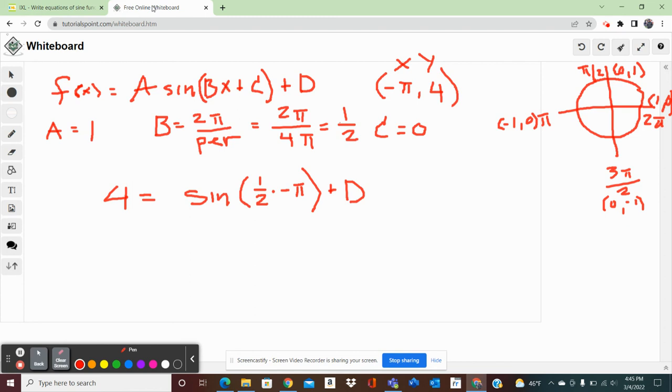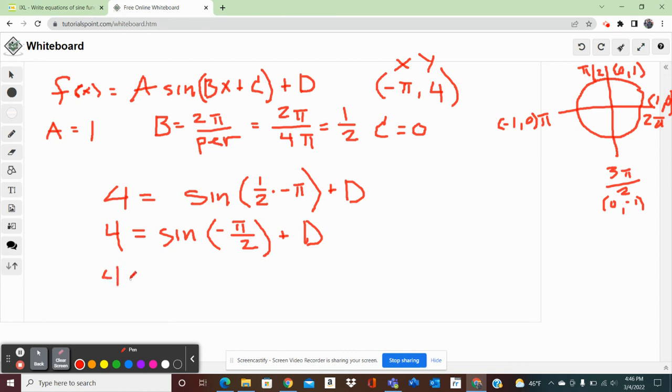So we set up our equation. 4 is equal to sine of 1/2 times negative pi plus D. Negative pi times 1/2 just gives me negative pi over 2. So I can rewrite my function like so, just so I can see it. We already know what it's going to be, but I just want to see it. And negative pi over 2 is the same thing as 3 pi over 2. So if we're starting here and going negative pi over 2 in this direction, our point would be negative 1.